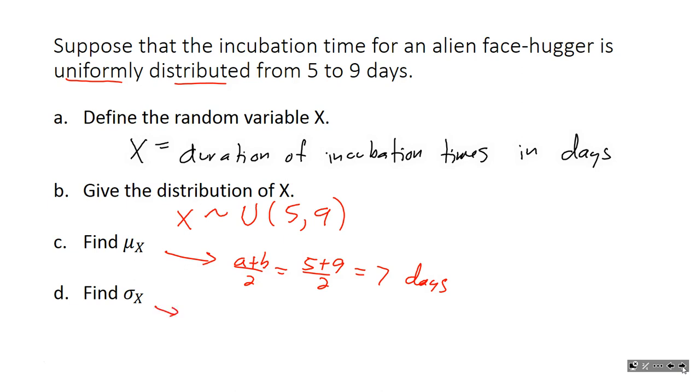And the standard deviation, the formula is b minus a. That would be 9 minus 5 squared over 12, the square root of that. Obviously, you wouldn't do this one in your head. To 2 decimal places, I got that the standard deviation was 1.15 days. Now, before I advance the slide, the thing I want to make obvious to you is this is not a normal distribution. Incubation time is uniform, not normal. Okay?